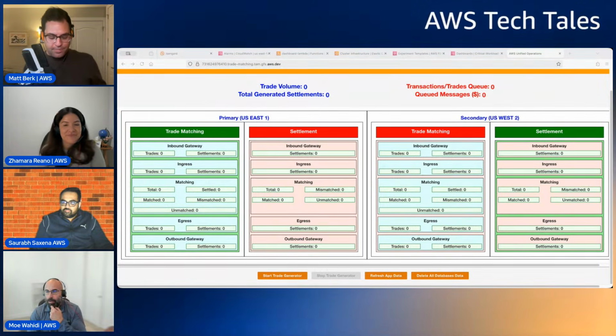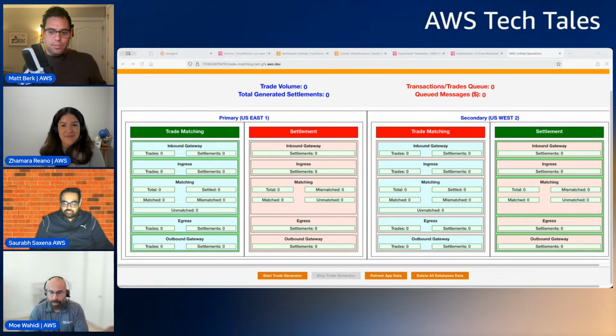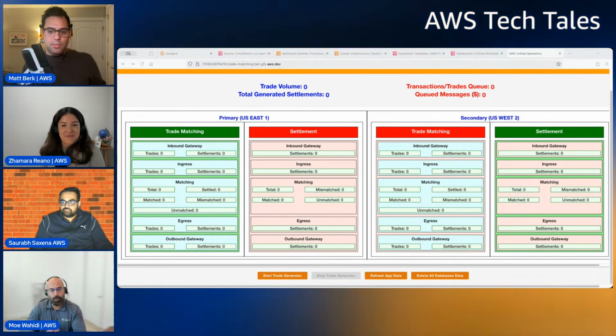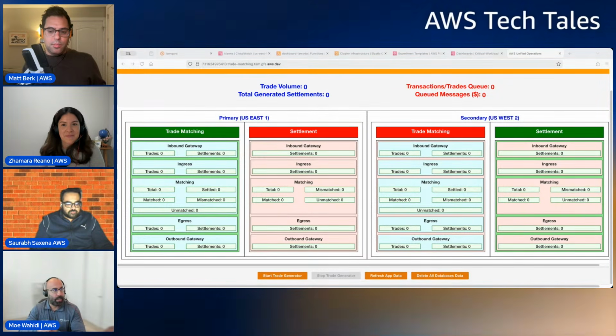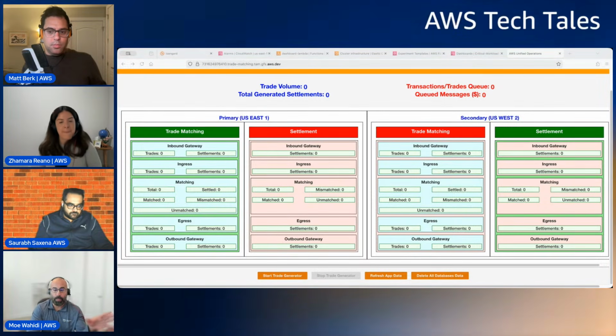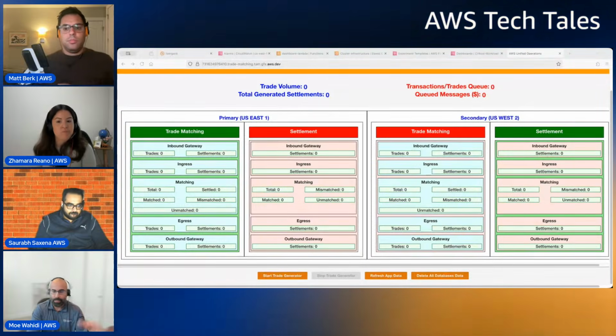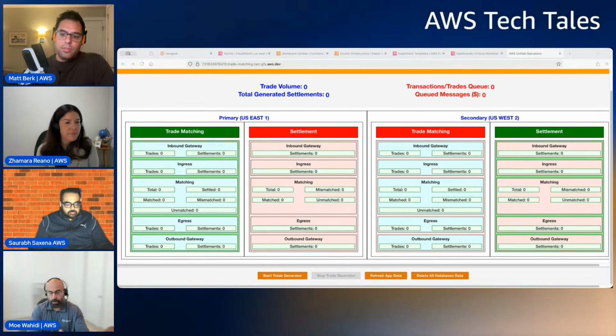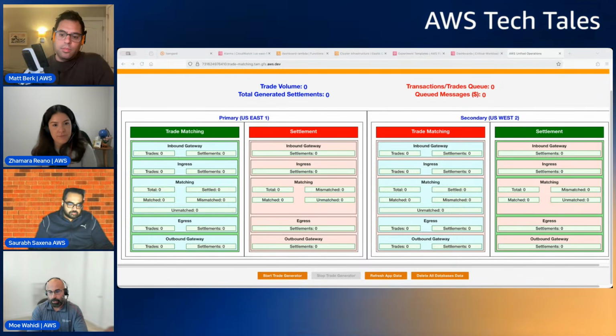Okay, sounds good. So yeah, hi everyone. This is Mo. I'm a senior technical account manager with AWS. What I wanted to do in this demo, Saurabh mentioned equity trade matching and settlement system. So this is a quick architecture. We have this workload actually built and deployed to AWS. It's multi-region, with latency requirements that meet all the regulatory requirements based on the US standards.